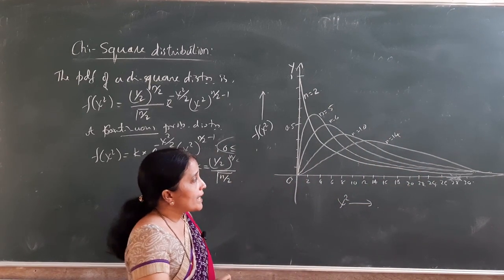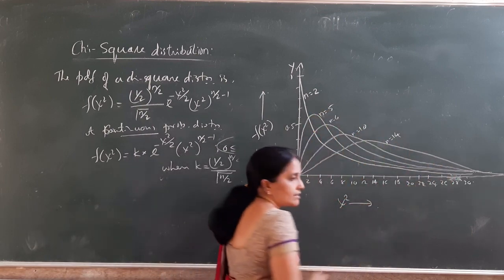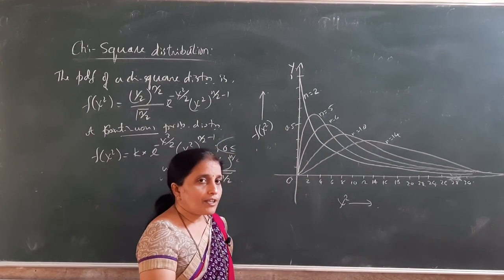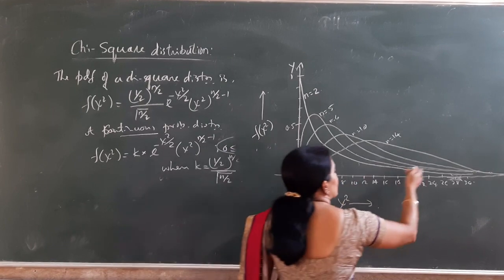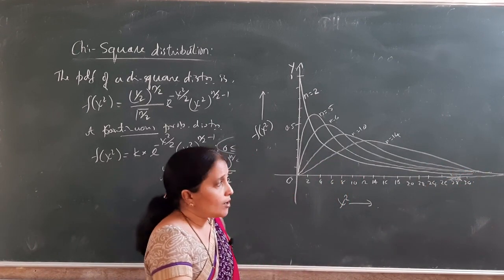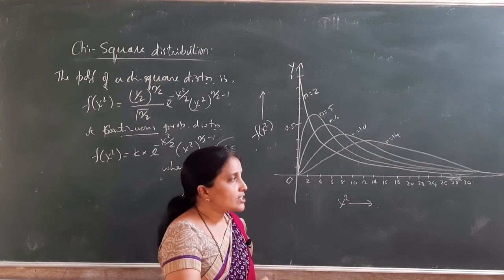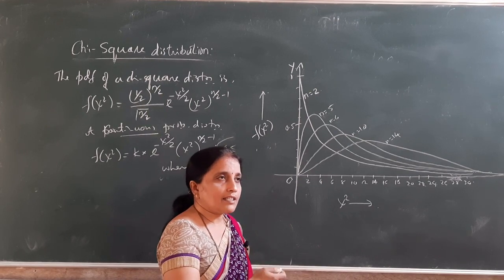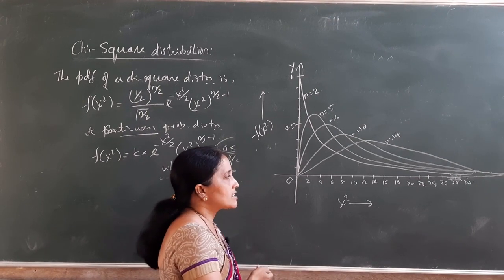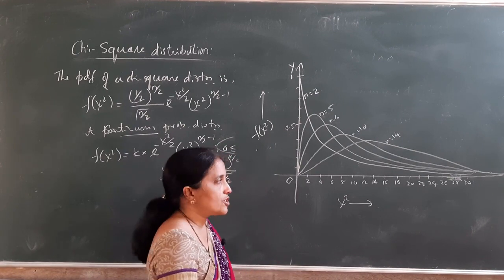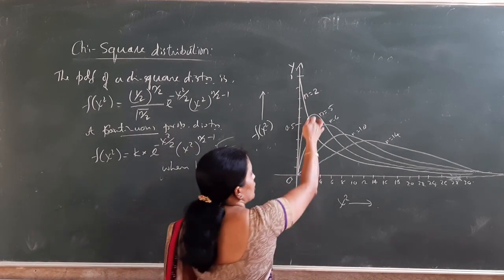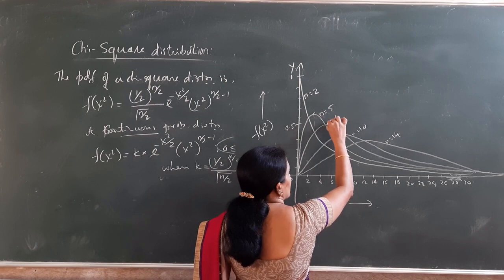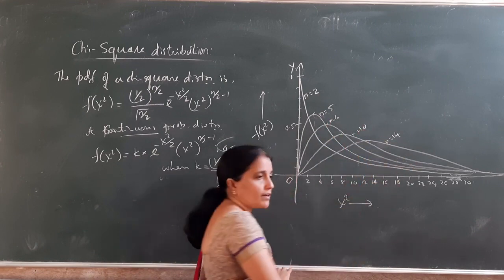Here we must note, as n goes on increasing, the skewness of the curve goes on decreasing. After reaching a certain value of n, we may observe that the chi-square distribution looks like a symmetric curve. So as the degrees of freedom increase, the skewness approaches 0. Similarly, look at the kurtosis, the peakedness of the curve. This is the peak point of the curve with n equal to 5. So look at the peakedness of each curve.